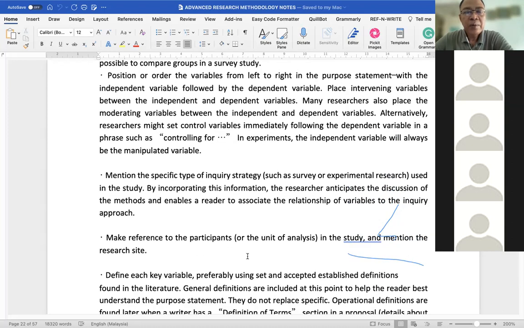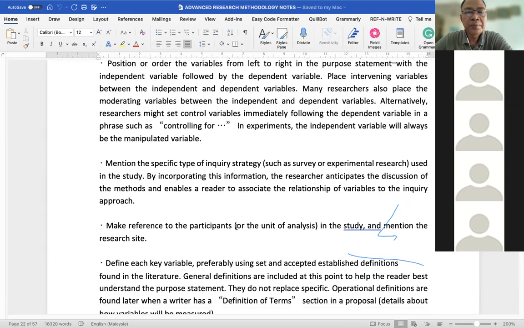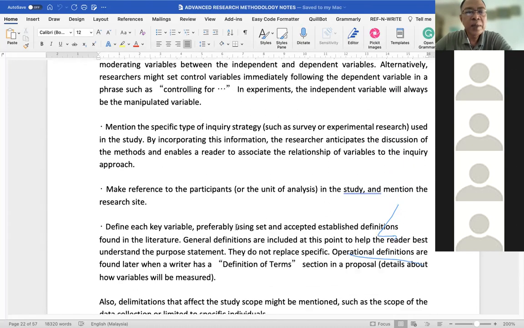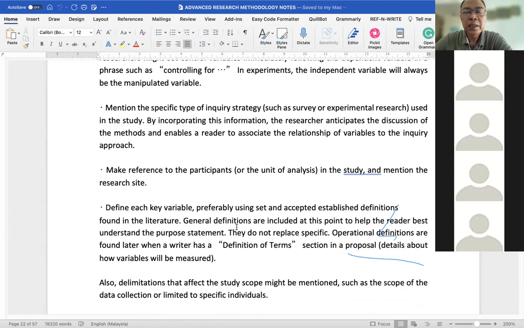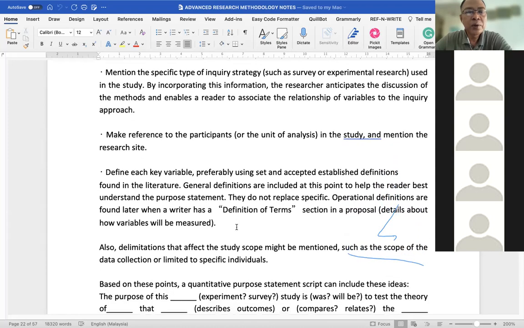Mention the specific type of inquiry strategy, such as a survey or experiment research used in the study. By incorporating this information, the researcher anticipates the discussion of the methods and enables a reader to associate the relationship of variables to the inquiry approach.